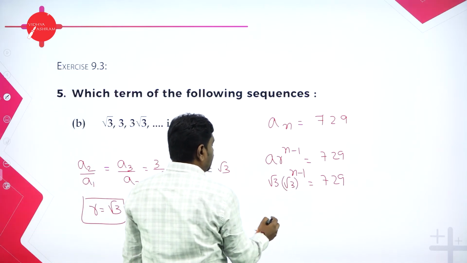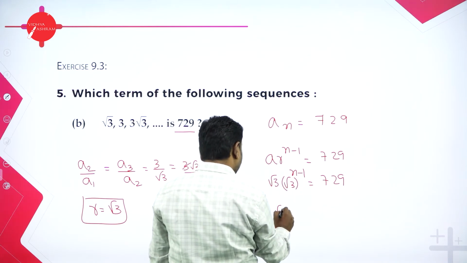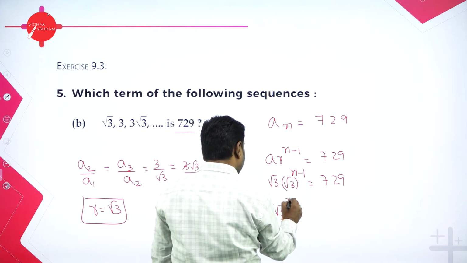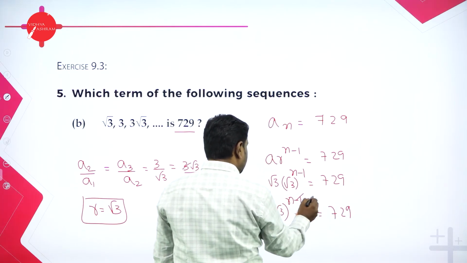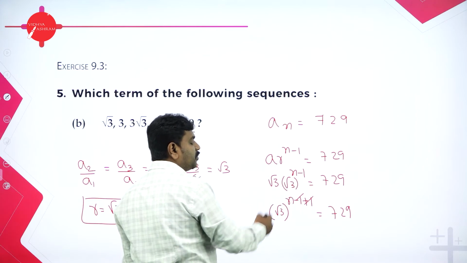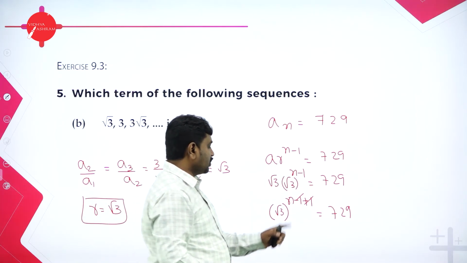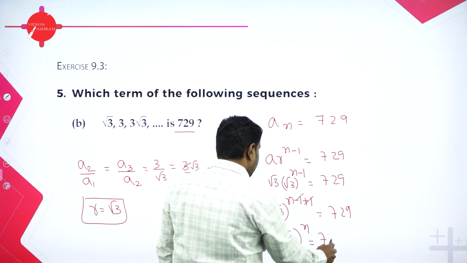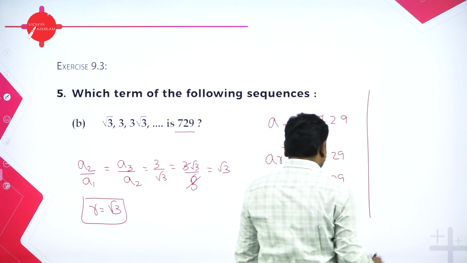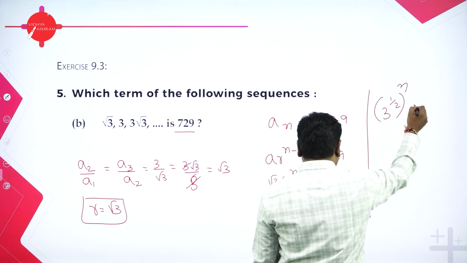So now law of indices. I can use a power m into a power n is a power m plus n. Root 3 power 1 plus n minus 1 is equal to 729. I am using a power m into a power n is a power m plus n. So 1 plus n minus 1 becomes n. So root 3 power n is equal to what? 729. So what is the conclusion? So root 3 can be written as 3 power half, power n is equal to what?